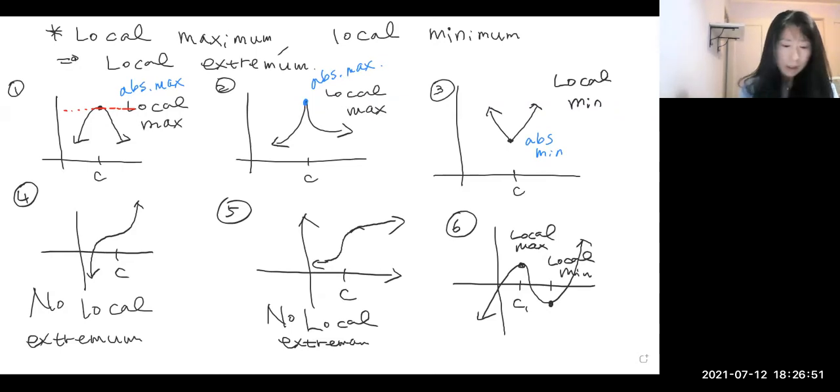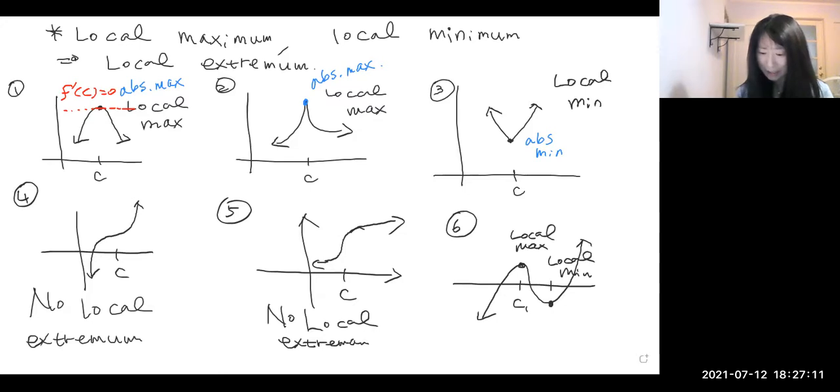Zero. So f prime of c equals 0, right? And what about here? No, we cannot do that because this is a corner. How about this one? What about the slope? Same thing, 0. Good.